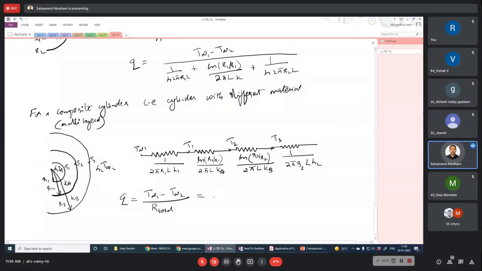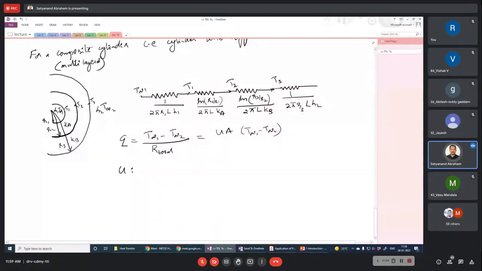Now we are going to consider the idea of the overall heat transfer coefficient. So T infinity 1 minus T infinity 2 over R total can also be written as UA times T infinity 1 minus T infinity 2. We have already seen this overall heat transfer coefficient, where U is the overall heat transfer coefficient. Its unit is watt per meter square Kelvin.